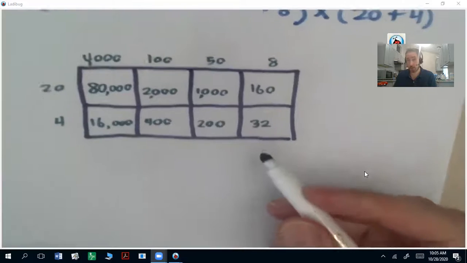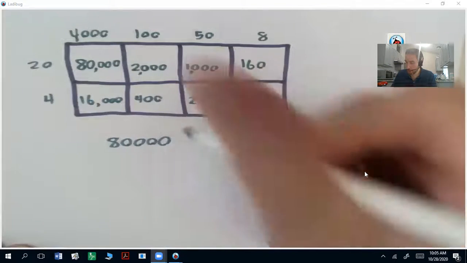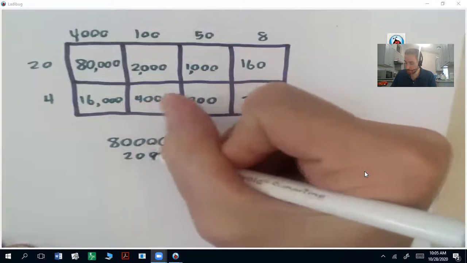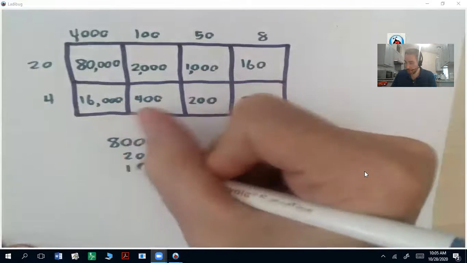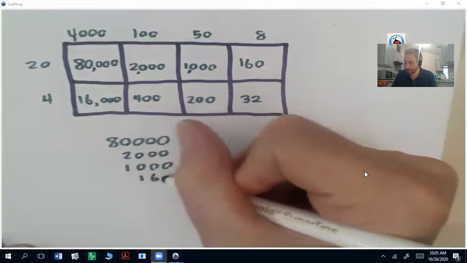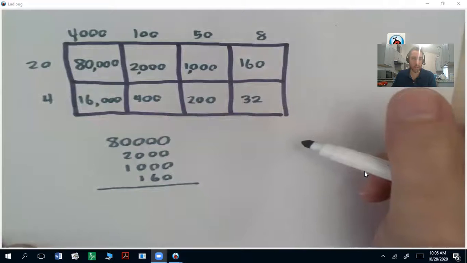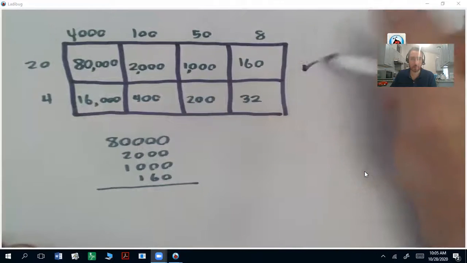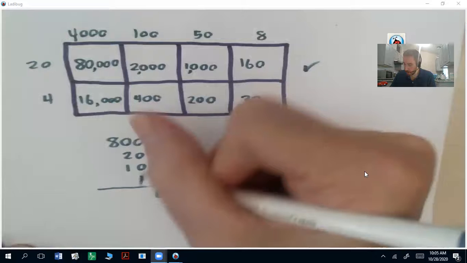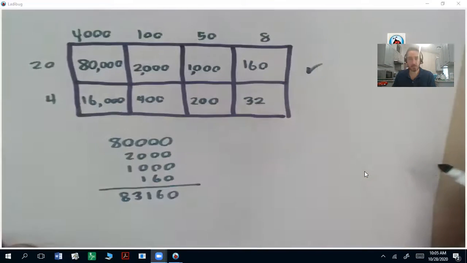But typically what we do is we say 80,000. We're going to line up everything. So we have 2,000, 1,000, 160. I'm going to do 4 at a time. So we'll do this one first. So that's going to be 0, 6, 1, 3, and 8.